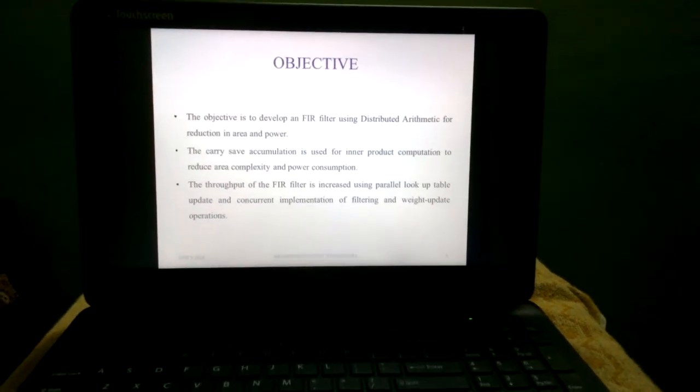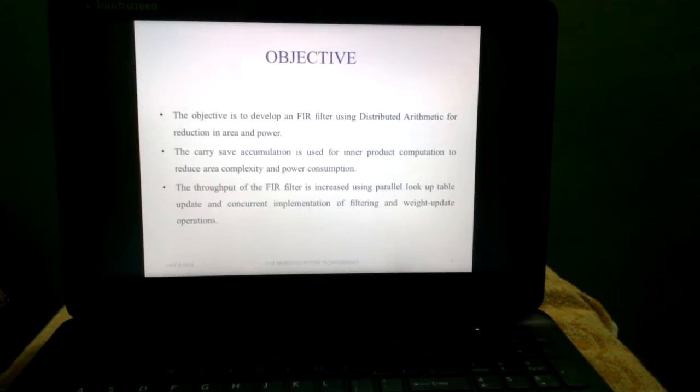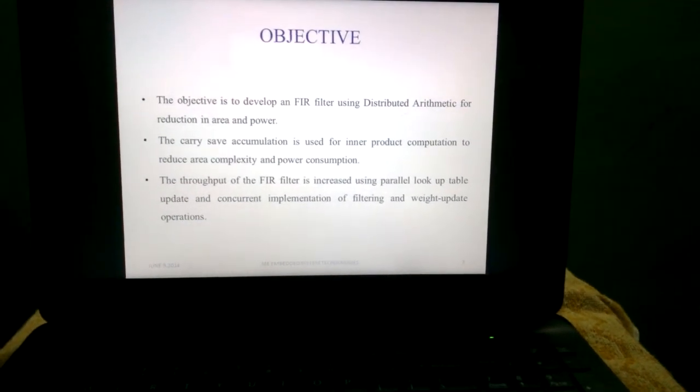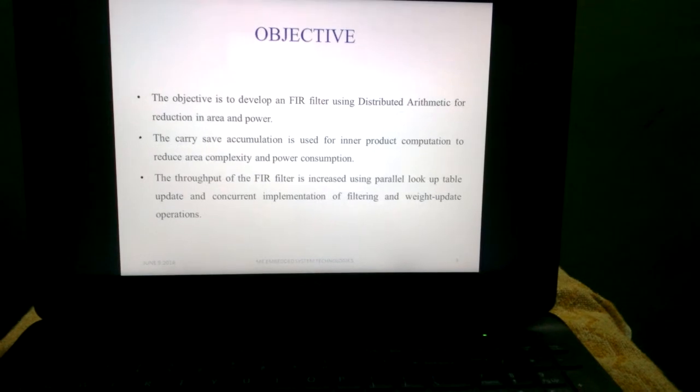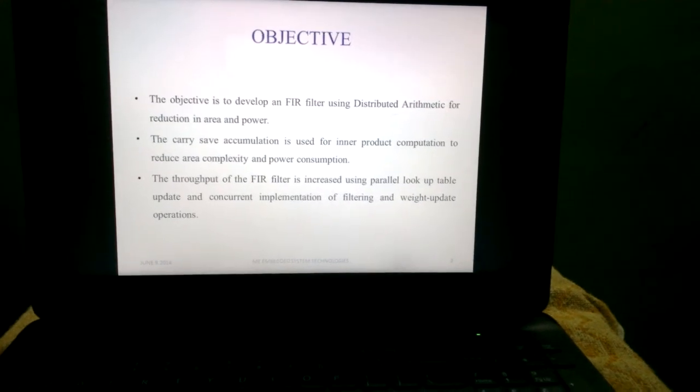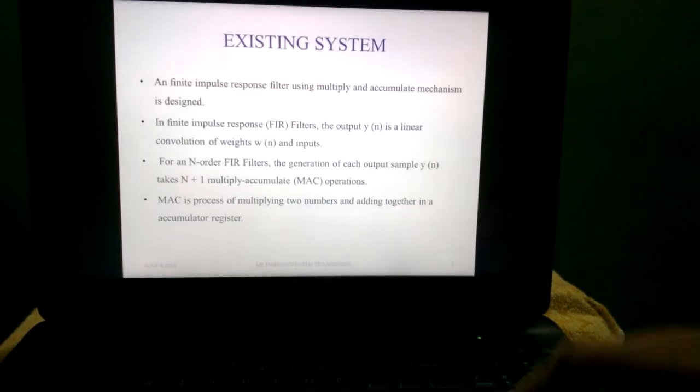My objective is to develop an FIR filter using distributed arithmetic with reduced area and power. Carry accumulation is used in the inner product computation for reducing the area as well as the power.